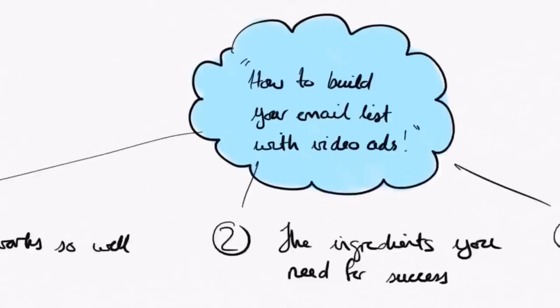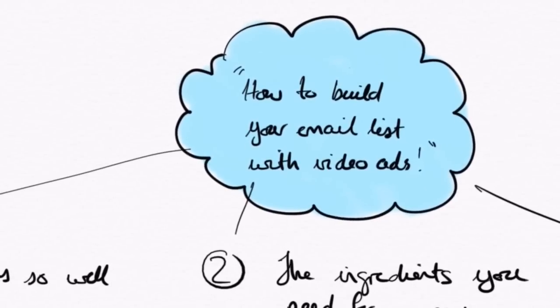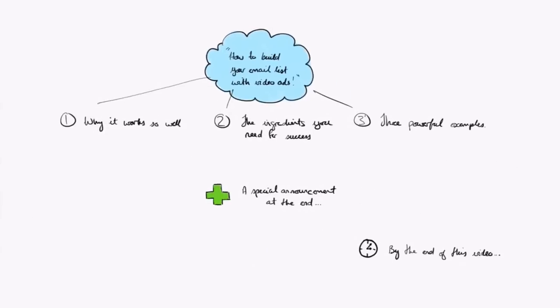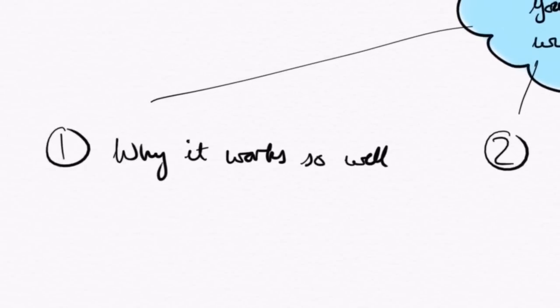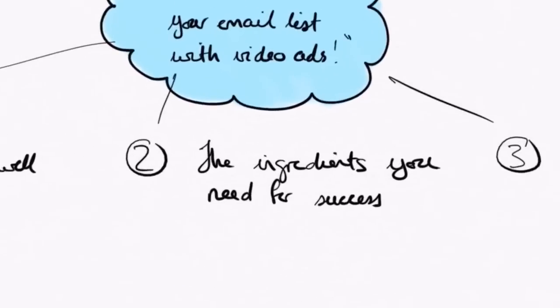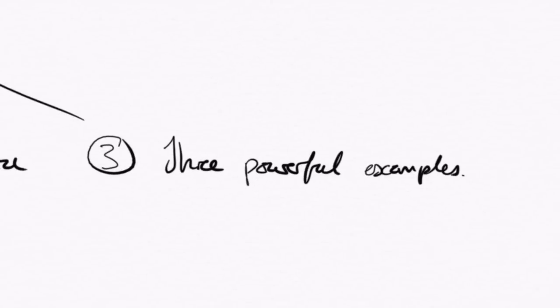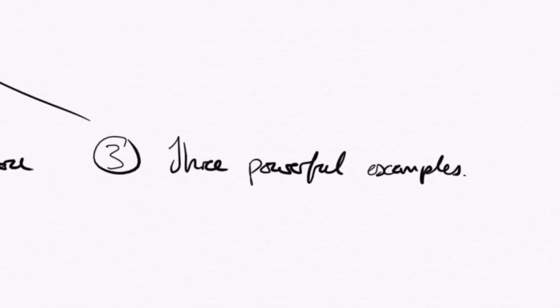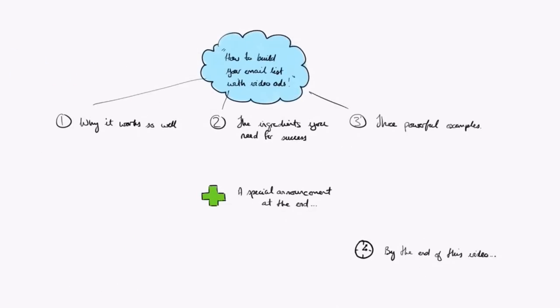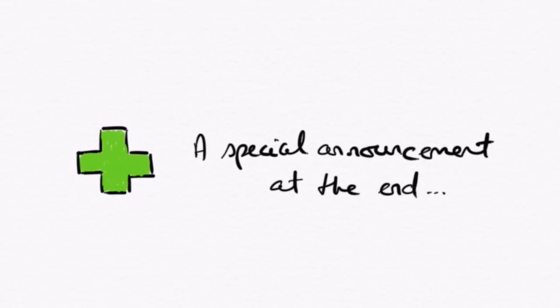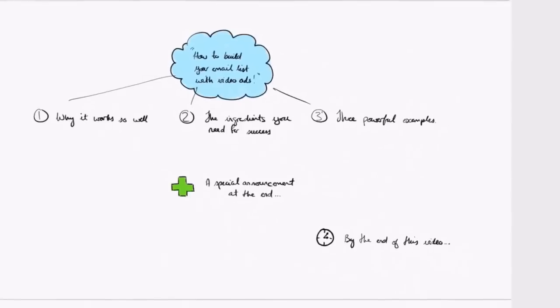So this is what today's call is about, and I'm going to help you with that. I do have some cool stuff to share with you today. So this is all about how to build your email list with video ads. And the 3 things I'm going to cover is, first of all, why it works so well. Number 2 is the ingredients you need for success with this strategy. And then we're going to go into 3 powerful examples that will really just open your eyes if you've never seen this sort of stuff before. Plus, there's a special announcement at the end. So stay tuned. There should be a nice little announcement for you right towards the end.